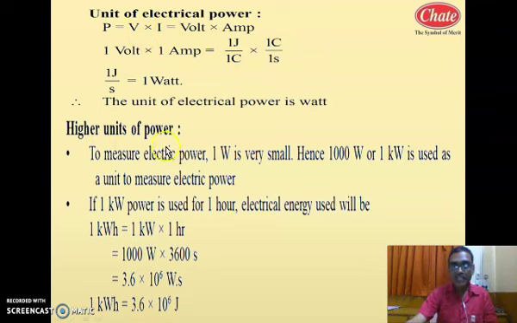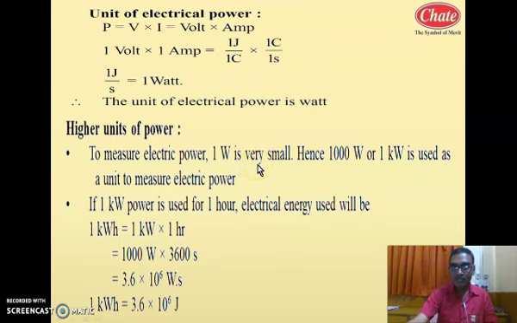Now what are the higher units of the power? To measure the electric power, 1 watt is very small. Hence 1000 watt or 1 kilowatt is used as a unit to measure the electric power. In various electrical equipment, for example mixer grinder, electric press, oven, heater, the power is expressed in kilowatt. So kilowatt is a convenient unit.